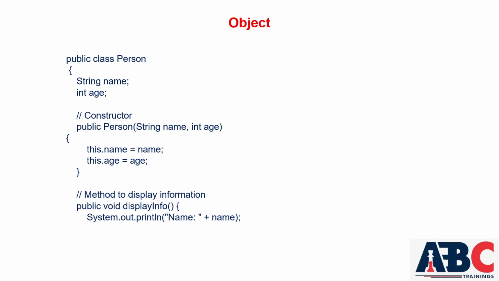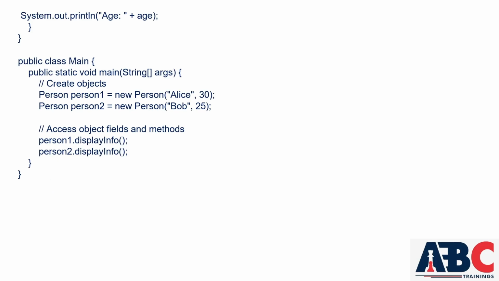Next, we add a displayInfo function to display the information of the person, that means the name and the age. Then the main function, so we add public static void main, the main method. Then we create an object of Person. We create two objects, person1 and person2.